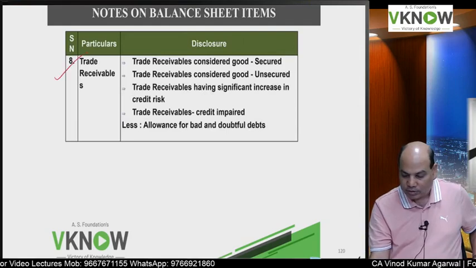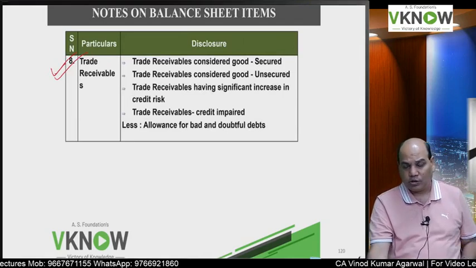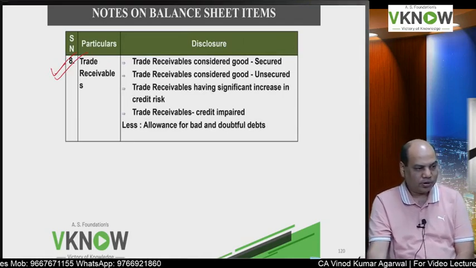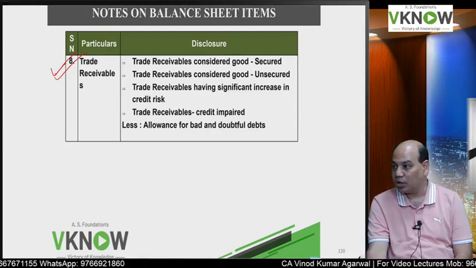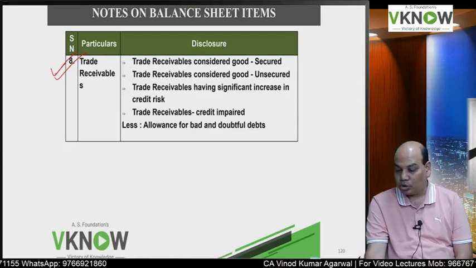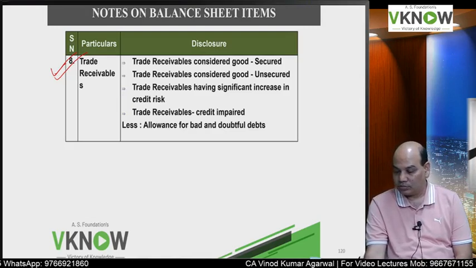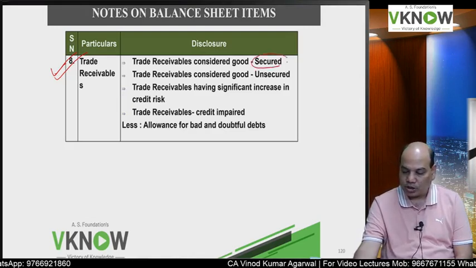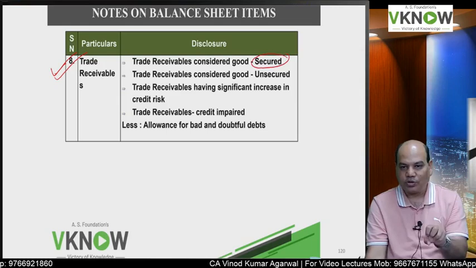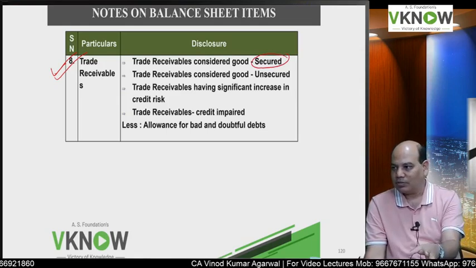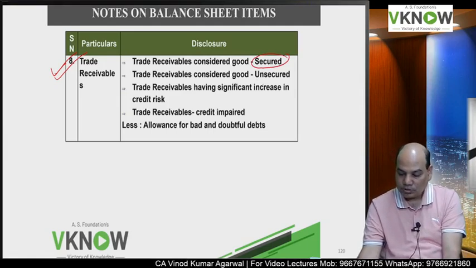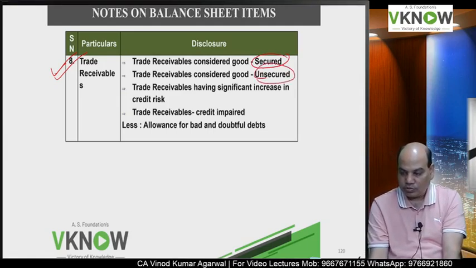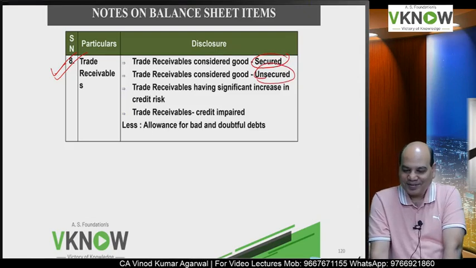Then trade receivable, tick mark important, they have asked questions on this and we are going to take those 3-4 questions. You have to give disclosures about trade receivables which are considered good and secured, and good but unsecured. The difference is here you hold some security. If it does not pay, you can recover from the security. Unsecured means God will help you if it does not pay.